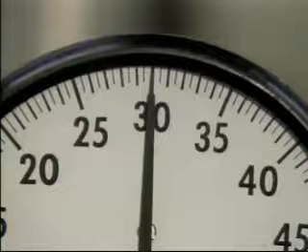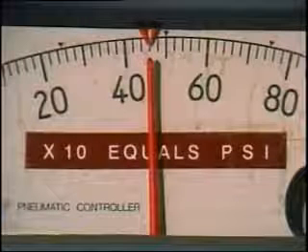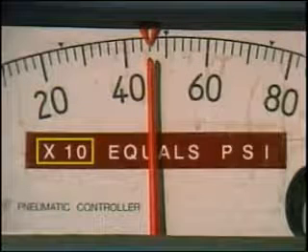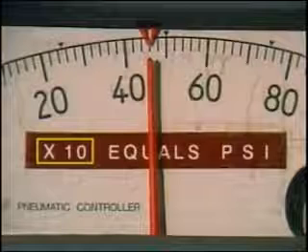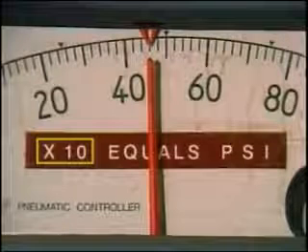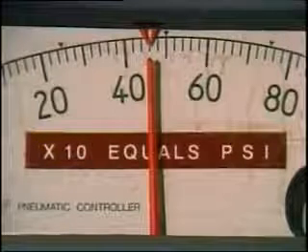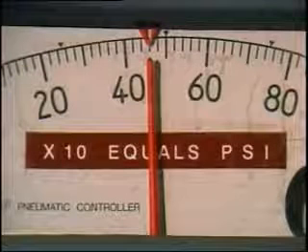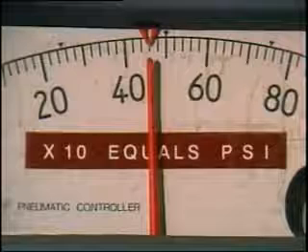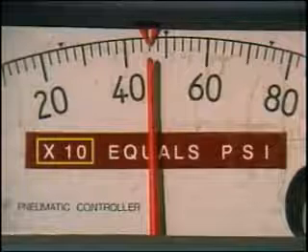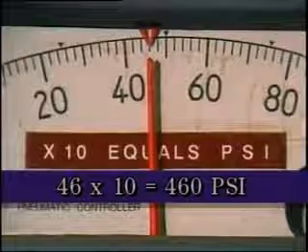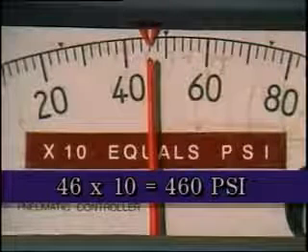pounds per square inch. Another consideration to keep in mind when reading an instrument is whether or not the instrument has a multiplication factor. Multiplication factors are used so that very large values can be indicated without having to show all of the digits. For example, the pointer on this pressure instrument appears to be indicating about 46 pounds of pressure, but the instrument has a multiplication factor of 10. So the actual pressure reading is 46 times 10, or 460 pounds per square inch.